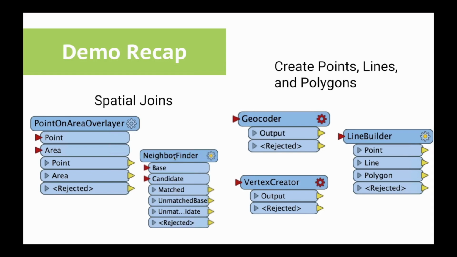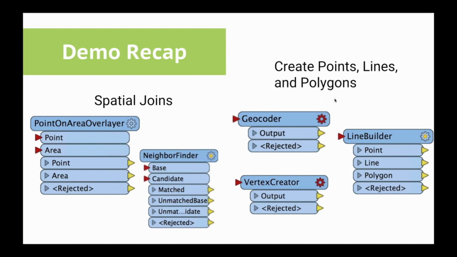The NeighborFinder is a good transformer as well. This is a nice one for finding when your two data sets are close together but don't necessarily overlap exactly. You can find the closest points to a specific area. I could have made use of this in my workflow for the subway stations, if I wanted to find which points were within, say, 5 meters of a particular subway station.